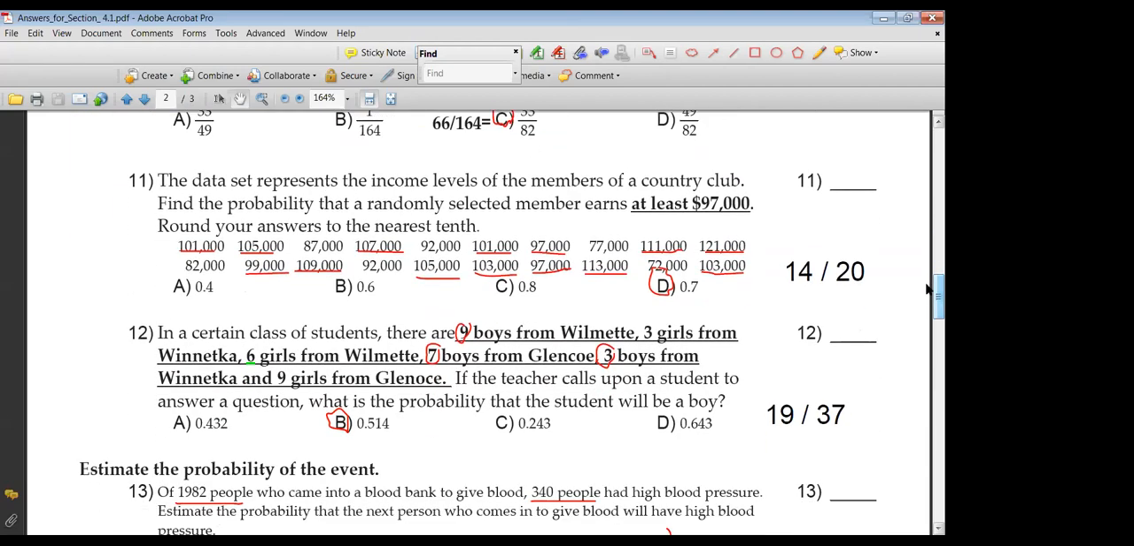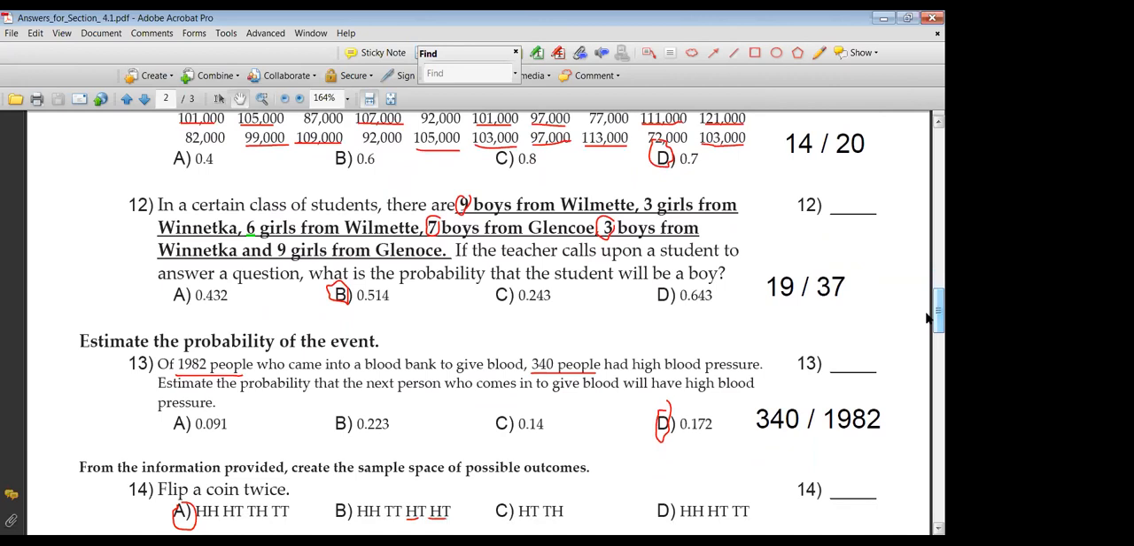Here's some money, income levels of people at a country club. Find the probability that if I select somebody at random, they make at least 97,000. So out of these 20 people, I underlined the yearly salaries that were at least 97,000. There were 14 of them. So favorable, meaning that person made at least 97,000, was 14 out of a total of 20. 14 out of 20 as a decimal. Well, first of all, 14 out of 20 as a reduced fraction is 7 over 10, and as a decimal is 0.7. 14 divided by 20, as your calculator would tell you, 0.7.